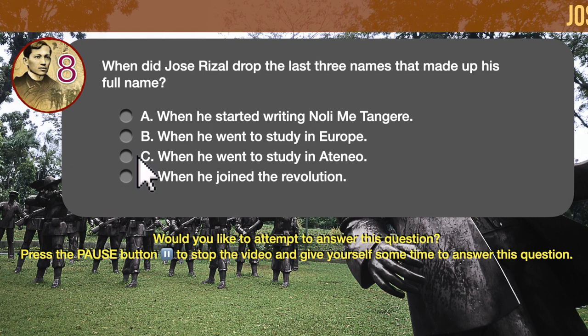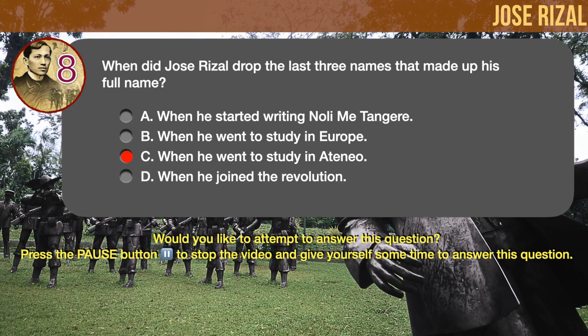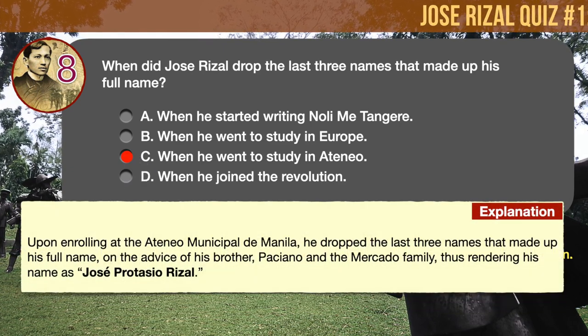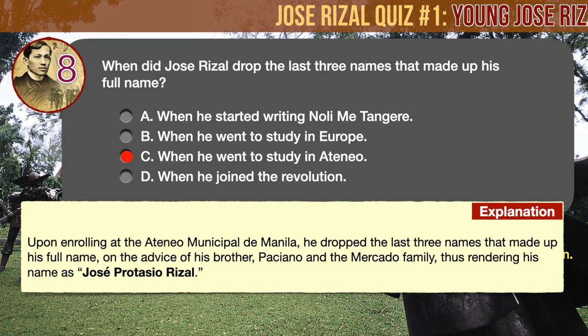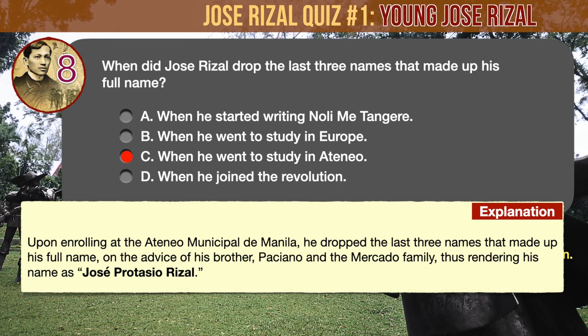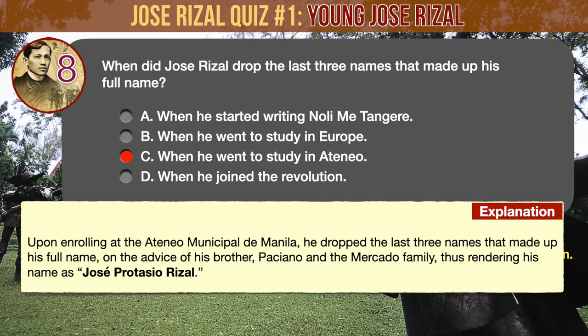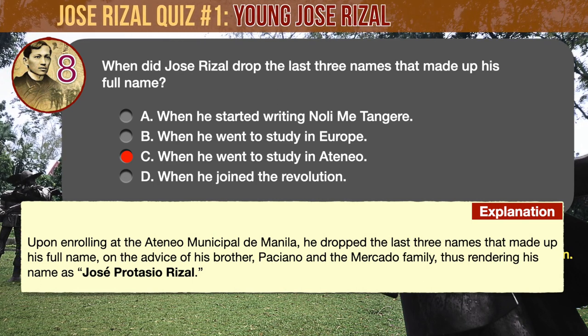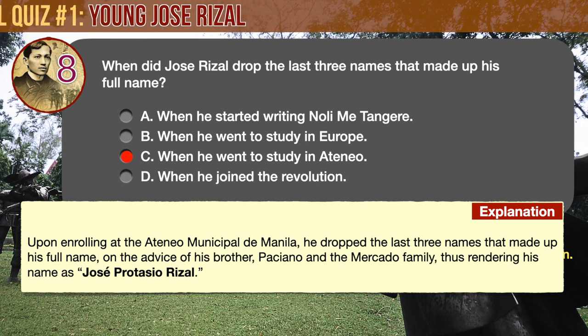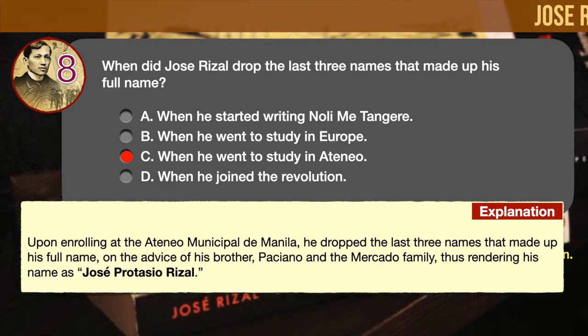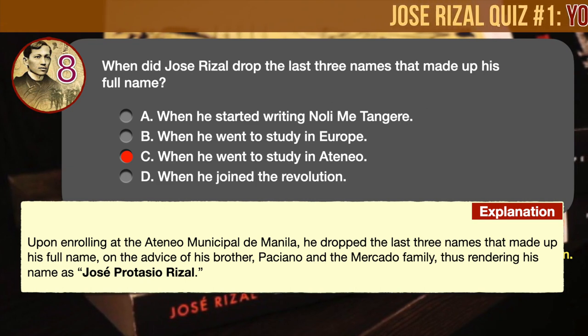The correct answer is C. When he went to study in Ateneo. Upon enrolling at the Ateneo Municipal de Manila, he dropped the last three names that made up his full name, on the advice of his brother, Paciano, and the Mercado family, thus rendering his name as Jose Protasio Rizal. Of this, he later wrote, "My family never paid much attention to our second surname Rizal, but now I had to use it, thus giving me the appearance of an illegitimate child."